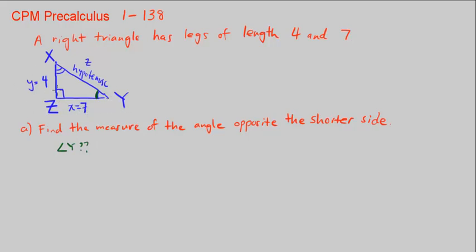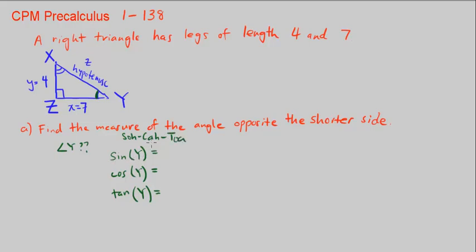Well, since it's a right triangle, we know we can use our trig functions, being sine, cosine, and tangent. Okay, so if we wrap the angle Y inside tangent, inside cosine, and inside sine, we're going to get ratios, right, using SOHCAHTOA.